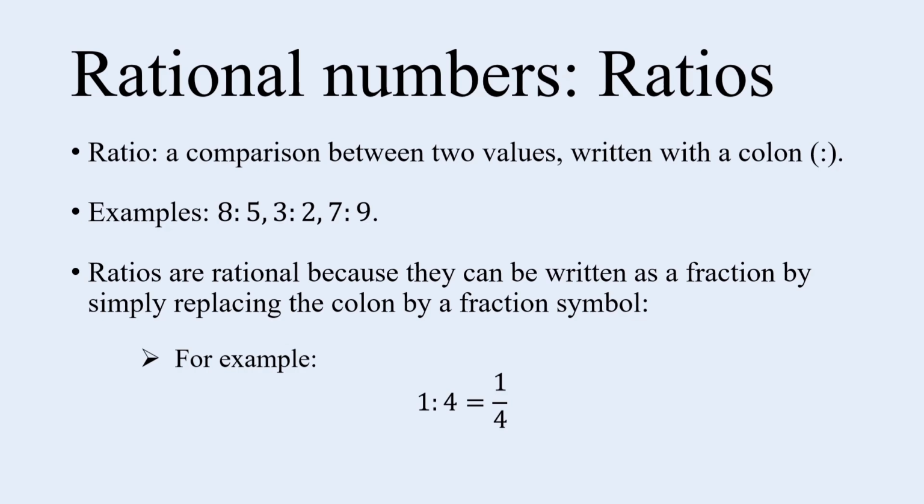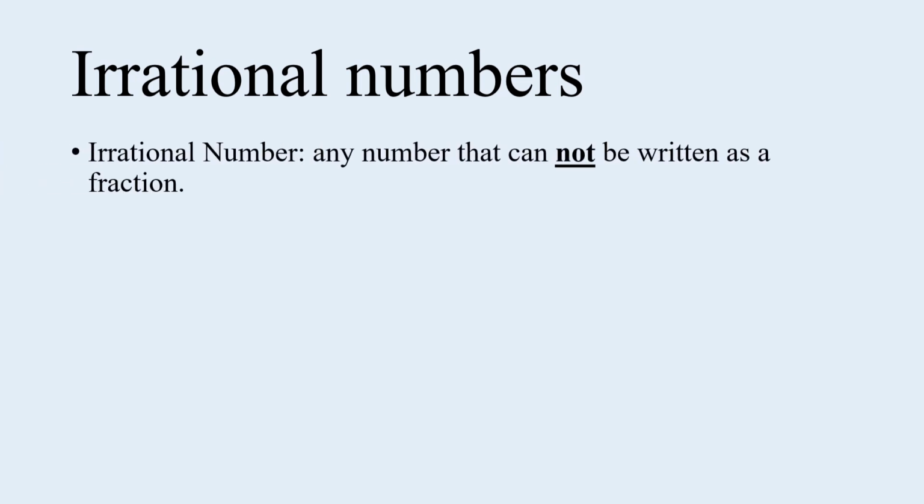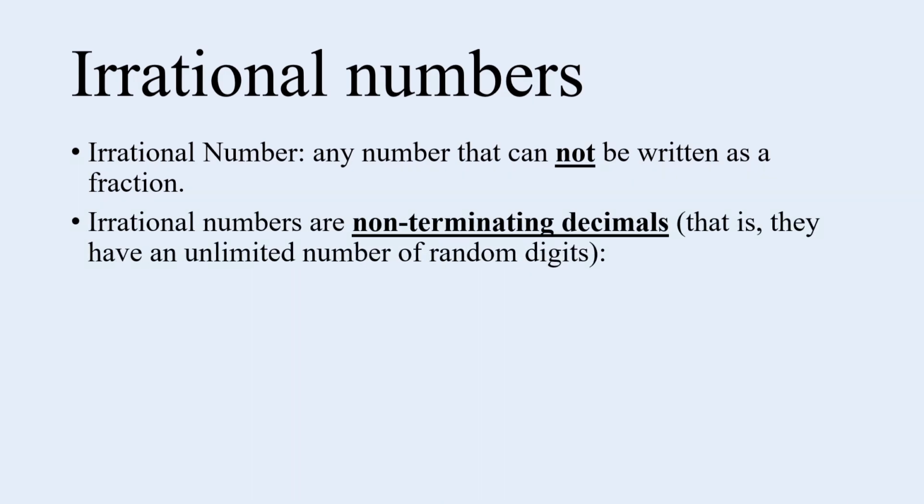Now that we've discussed all types of rational numbers, let's move on to irrational numbers. Unlike a rational number, an irrational number is any number that cannot be written as a fraction. So, in other words, irrational numbers are non-terminating decimals. That is, they have an unlimited number of random digits and numbers that follow after the decimal point. Examples of irrational numbers include root 3, because as you can see, root 3 is equal to a whole set of random digits and numbers that go on forever after the decimal point.